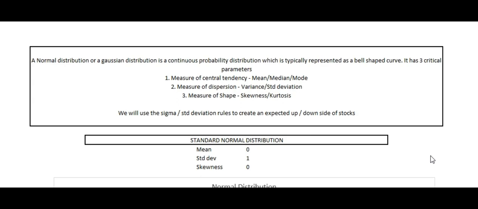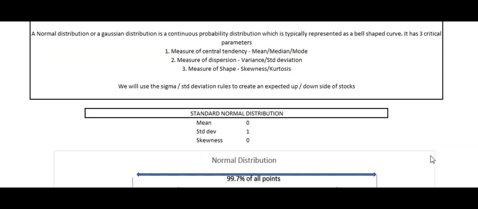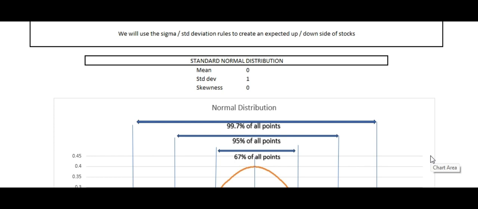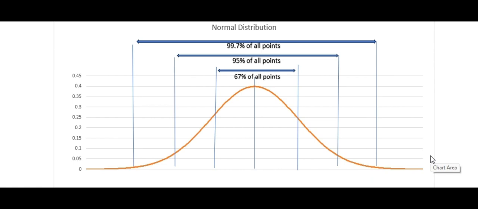Now, moving on, a standard normal distribution is typically a normal distribution which has a mean which is at 0, a standard deviation of 1, and a skewness value of 0, signifying that the distribution is equally dispersed on both sides of the mean. Now here, if you look at the graph, you see the orange curve, which is the standard normal distribution, the bell-shaped curve, and on both sides of the standard normal distribution, you will see there are exactly 3 markings signifying 3 standard deviations from the mean.